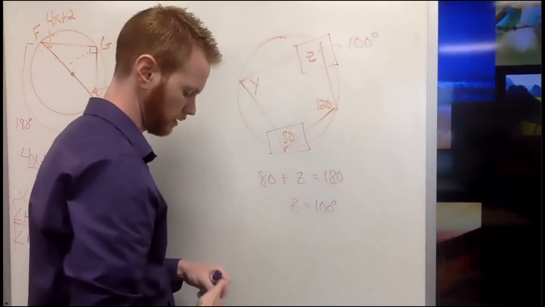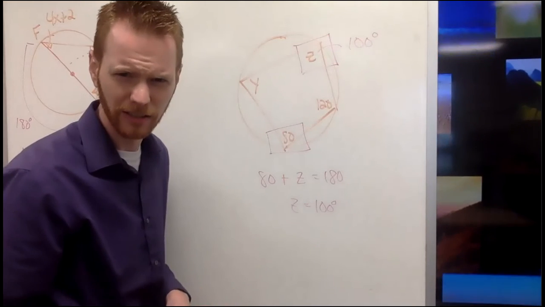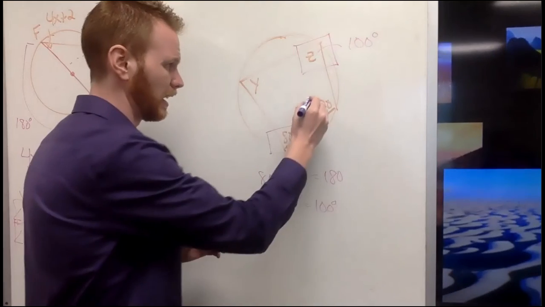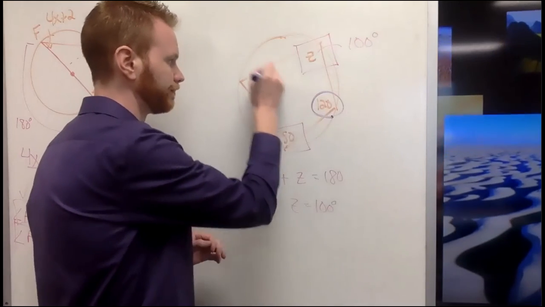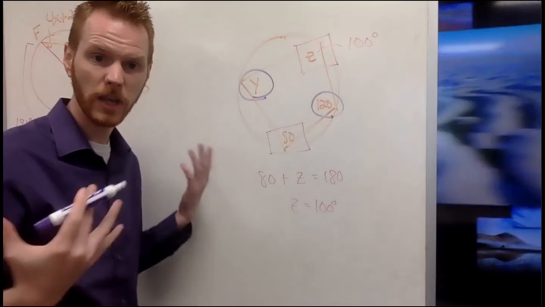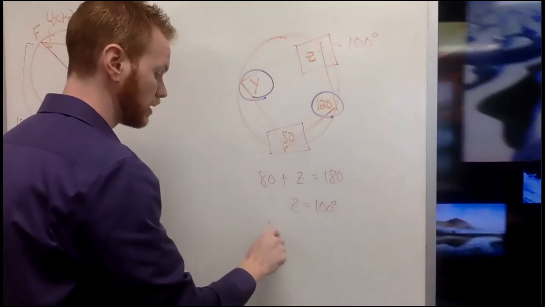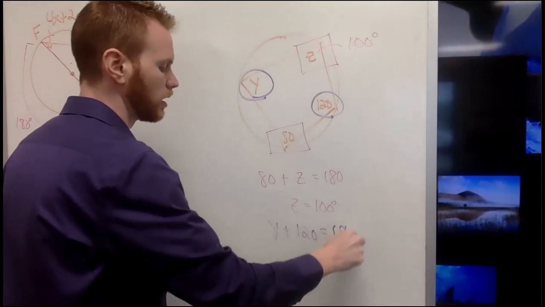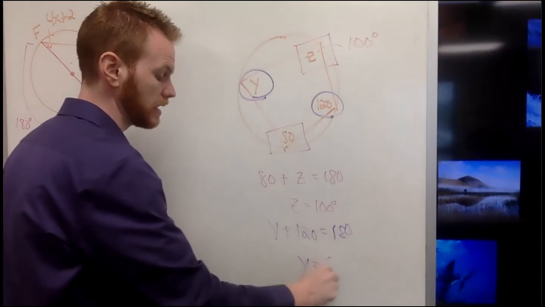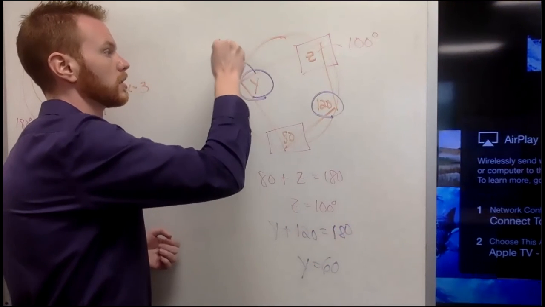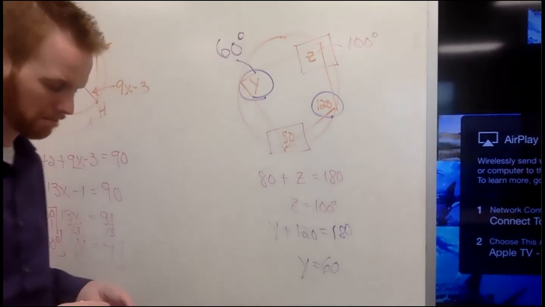Use a different color. I think pink shows up okay on the recording. Let's try purple. So the two angles I circled are opposite angles. They're the other set that add up to 180. So y plus 120 equals 180. For that to work, y must be 60 degrees. So then angle y would be 60 degrees for that guy.